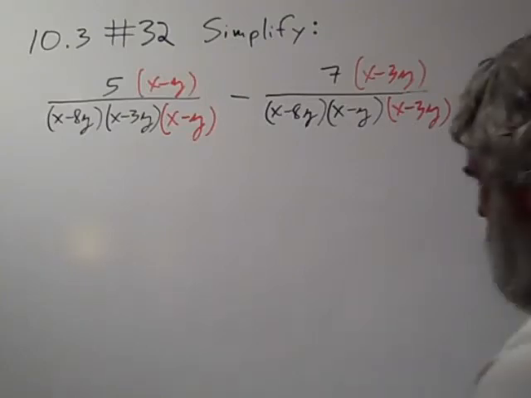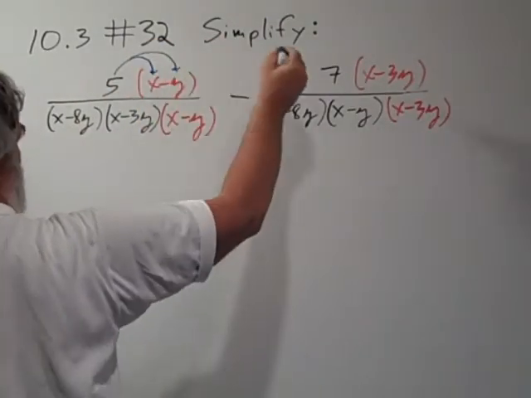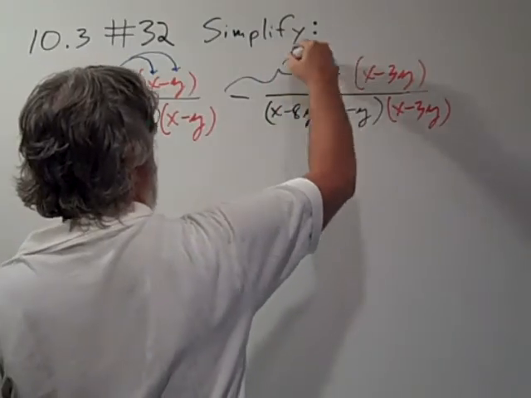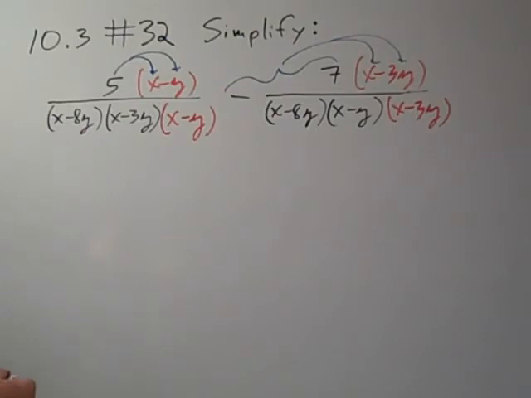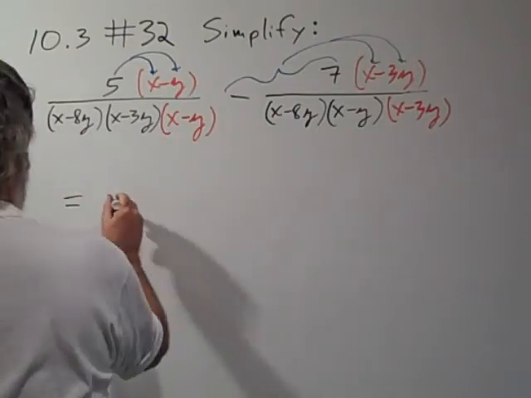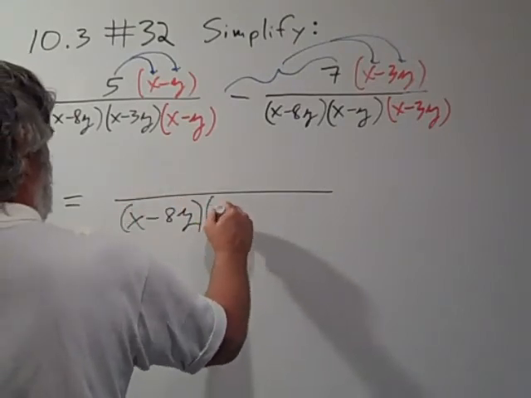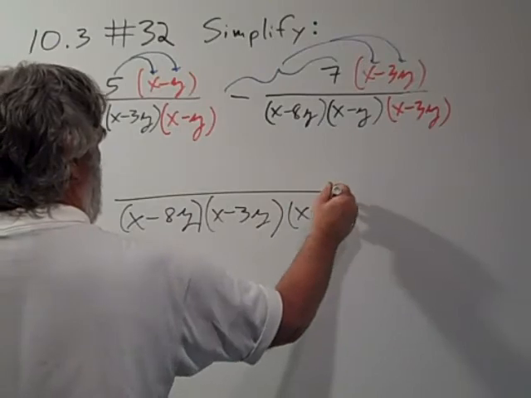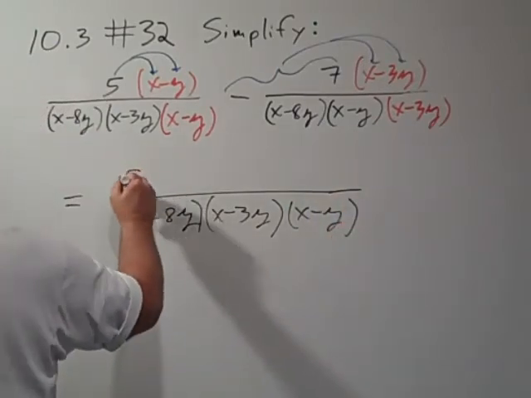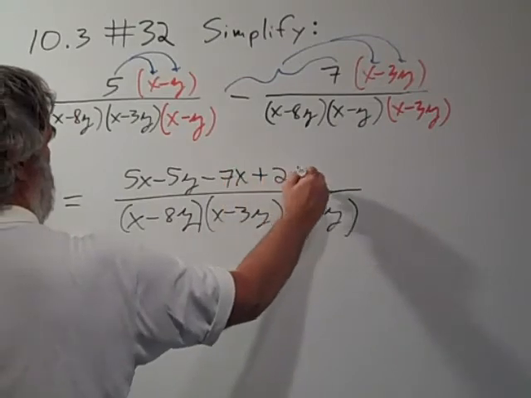Next, we distribute in the numerators as we write everything over the common denominator. And this is a negative 7 here that's distributing through the parentheses. All this is over the common denominator we've just found: x minus 8y times x minus 3y times x minus y. In the numerator here we have 5x minus 5y minus 7x plus 21y.